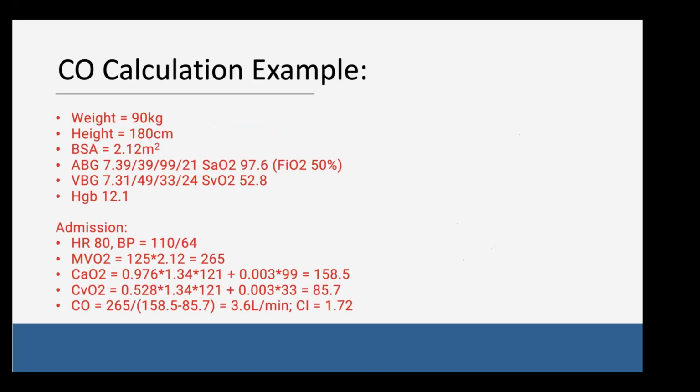With respect to your ABG and VBG, the representation. So the 7.39 and 7.31 are for your pH. The 39 and 49 are for your PCO2. Is that my understanding? Yes. 99 and 33 are your PO2, arterial and venous PO2.